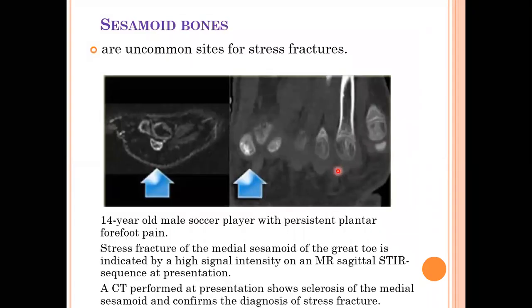Sesamoid bones are uncommon sites for stress fractures. This is a case of a 14-year-old male soccer player with persistent plantar forefoot pain. Stress fracture of the medial sesamoid of grade 2 is indicated by the high signal intensity on the STIR image, and also CT shows sclerosis of the sesamoid, indicating the stress fracture.